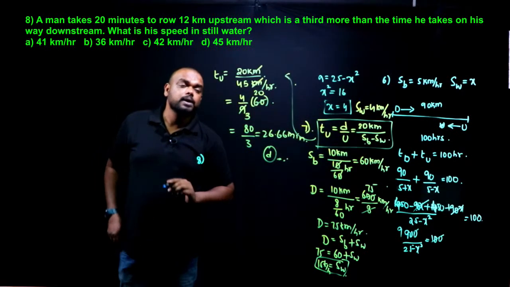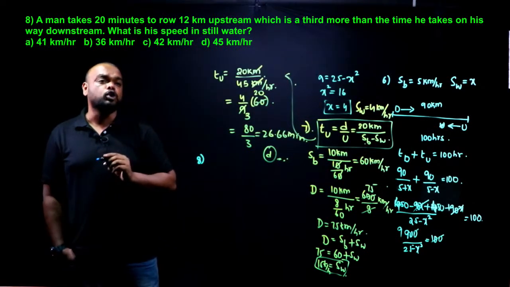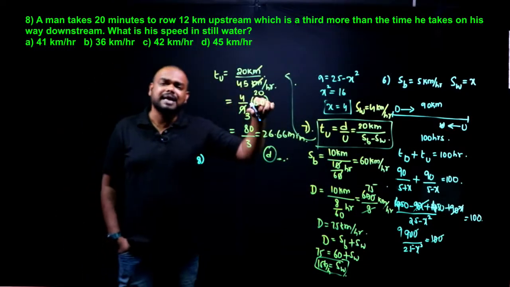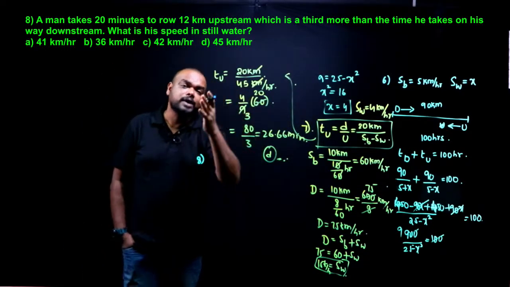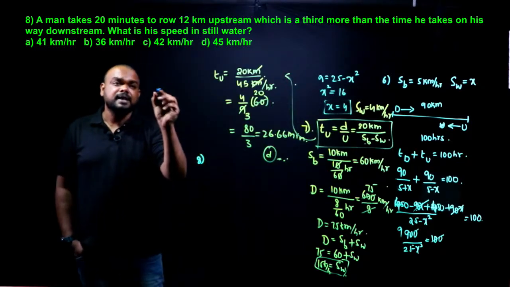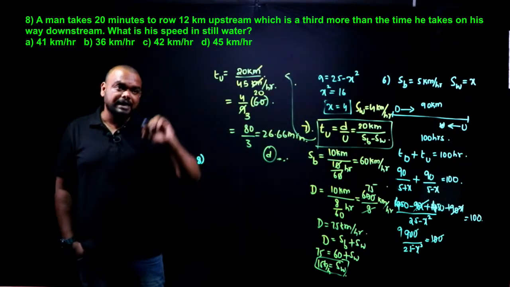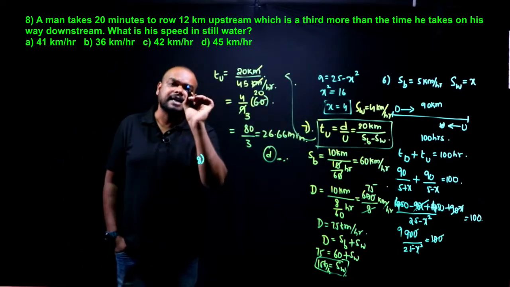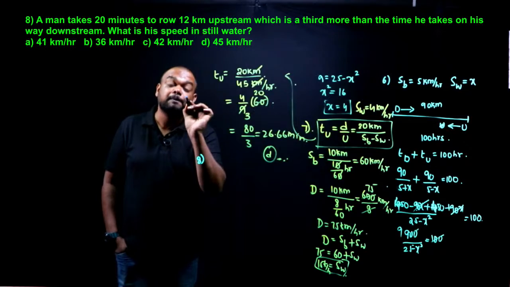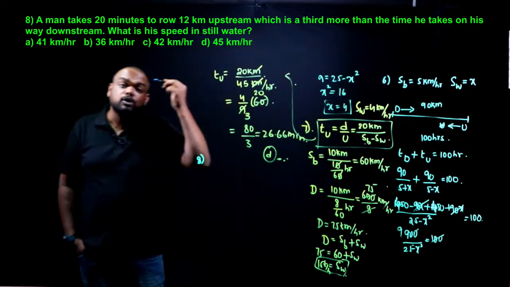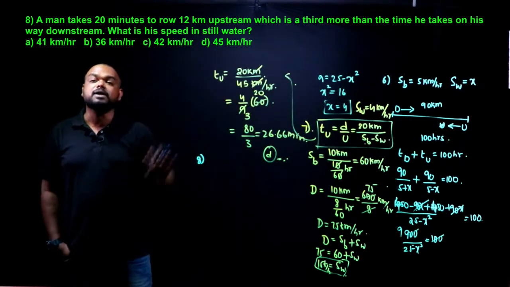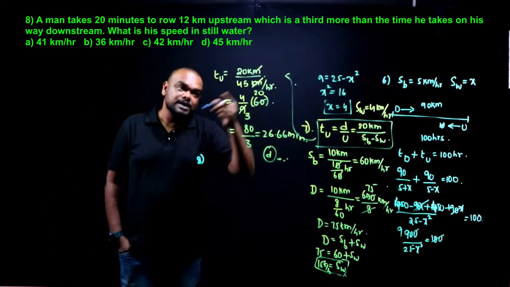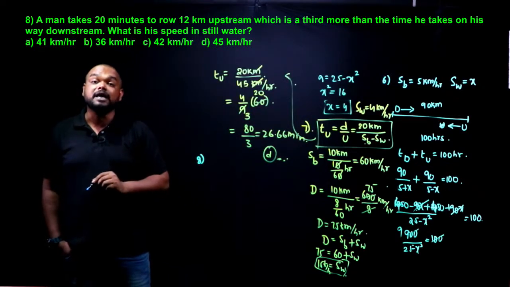Now, a man takes 20 minutes to row 12 kilometers upstream. Guys, the moment you read data like this, you have to process it in your mind. 20 minutes is nothing but time. 12 kilometers upstream is distance. Time is given, distance is given, so I can calculate speed. Which speed? Upstream speed. Since it is the upstream direction, the speed will be upstream speed.